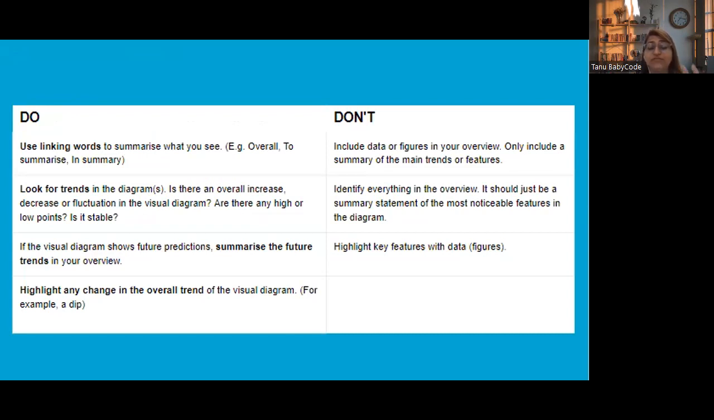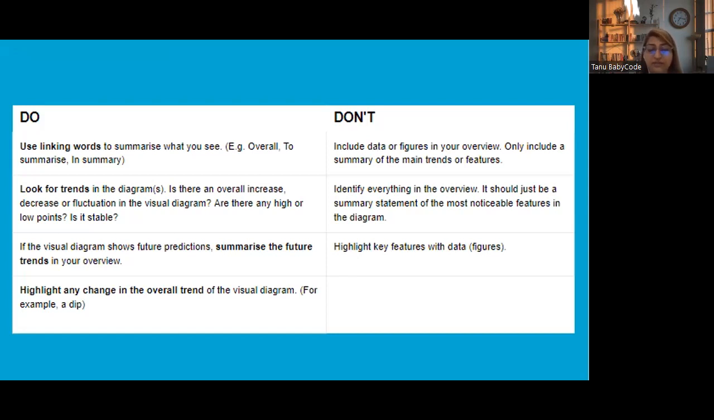You have to look if there are any future predictions. You have to summarize the future trends also in your overview. You can highlight any change in the overall trend of the visual. For example, something is declining, something is increasing, something has a sharp increase. Don't include data or figures in your overview. No, not at all. You have to only summarize your main trends or features.